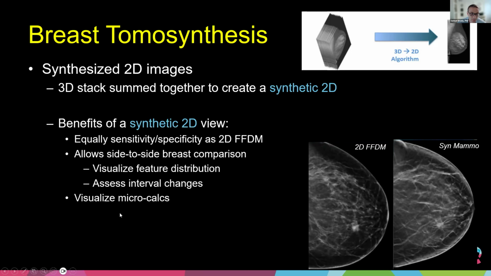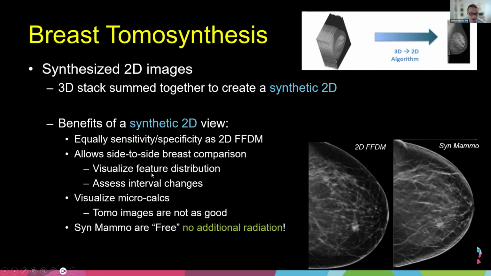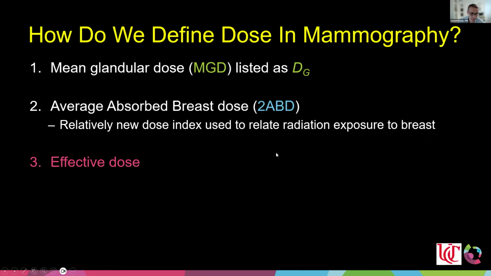Synthetic 2D views are better at looking at microcalcifications than their original 3D DBT slices. And because we simply use mathematics to create the image from the 3D view, there is no additional radiation dose. So you can get a stack of breast images, a 3D image, and a synthetic 2D image, and it's all the same radiation dose.